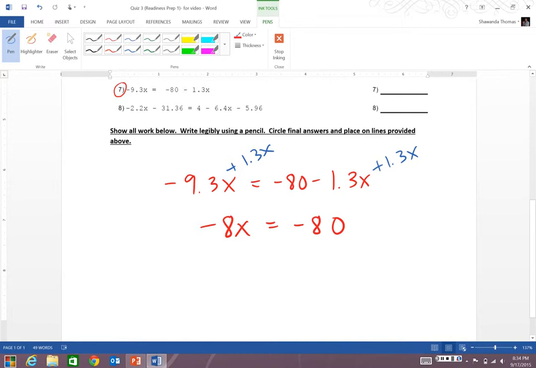How do we get x by itself? Divide by negative 8. That all cancels out because negative divided by negative is positive. x equals 10.